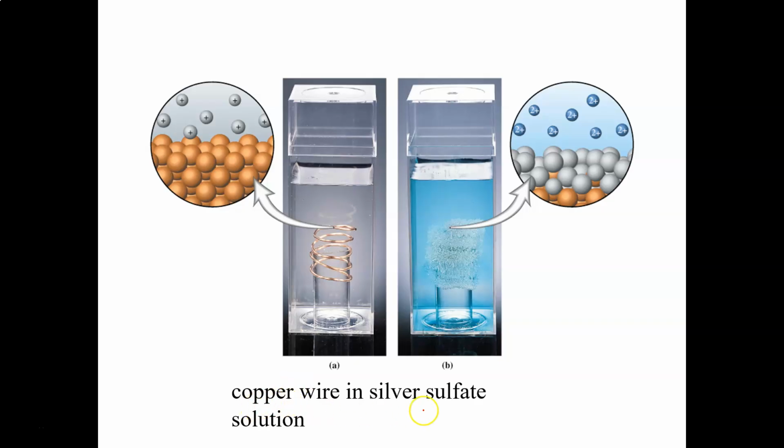So let's start out by writing out our reactants here. So we have copper. I apologize for that. I have copper and this is copper solid, right? It's just copper wire, copper solid. And then I have silver sulfate solution.